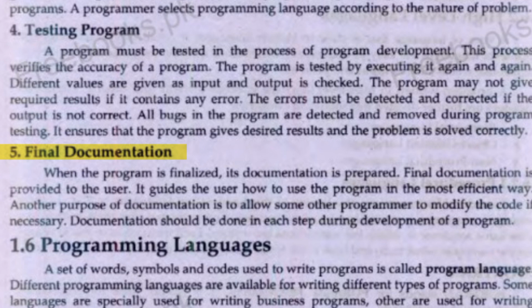5. Final documentation. When the program is finalized, its documentation is prepared. Final documentation is provided to the user. It guides the user how to use the program in the most efficient way. Another purpose of documentation is to allow some other programmer to modify the code if necessary. Documentation should be done in each step during development of a program.